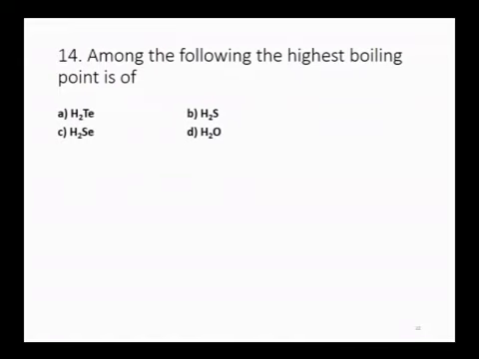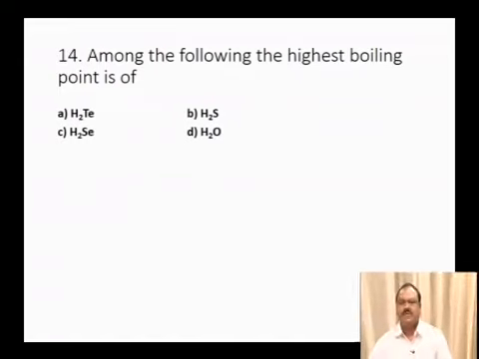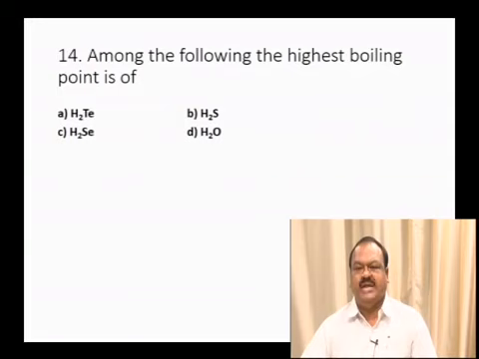Among the following, the highest boiling point is of H2Te, H2S, H2Se, H2O. In case of H2O, due to high dipole moment between oxygen and hydrogen and high electronegativity comparatively, all the remaining elements like sulfur, tellurium, selenium, water has maximum highest boiling point, 100 degrees centigrade at 1 atmosphere. So, the answer is D.